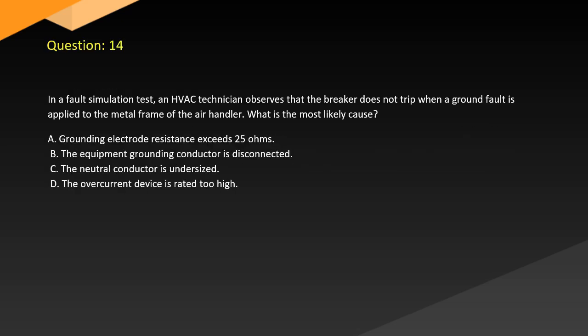Question 14. In a fault simulation test, an HVAC technician observes that the breaker does not trip when a ground fault is applied to the metal frame of the air handler. What is the most likely cause? A. Grounding electrode resistance exceeds 25 ohms. B. The equipment grounding conductor is disconnected. C. The neutral conductor is undersized. D. The overcurrent device is rated too high.